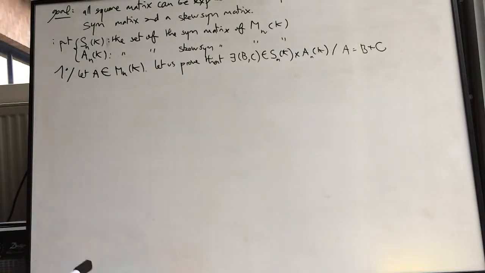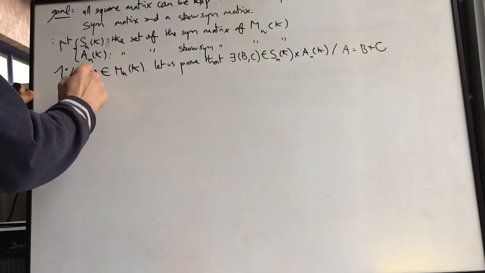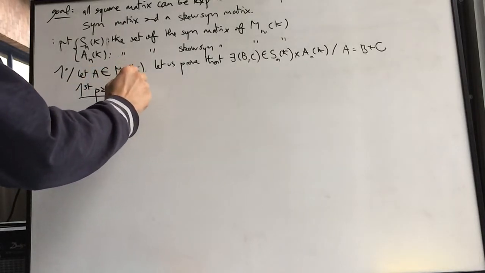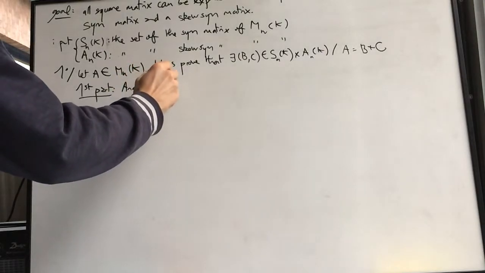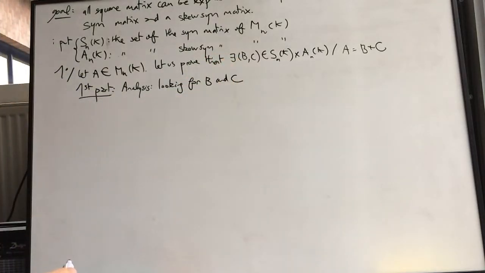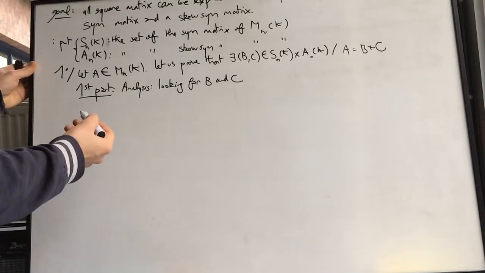And we have got to find B and C, so the first step is to look for B and C. And to do that we are going to do first an analysis and secondly a synthesis. First part, analysis, looking for B and C. We're going to assume that we have already found B and C, and then we're going to find their expression.